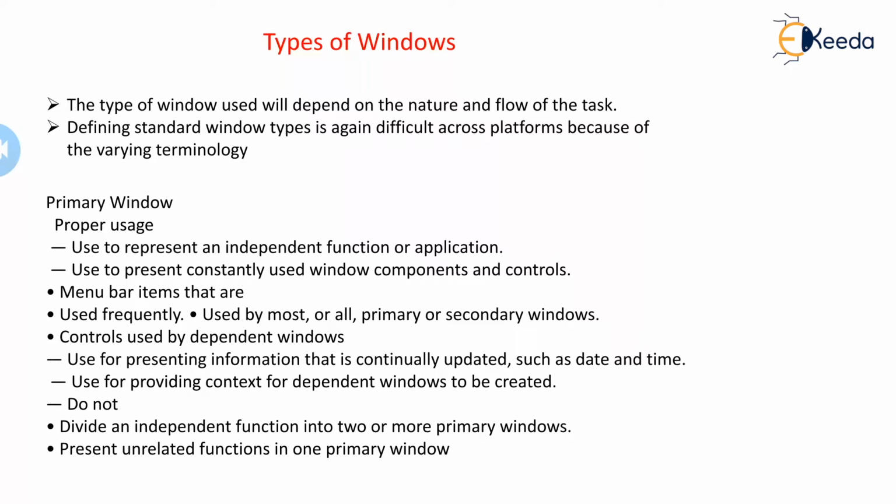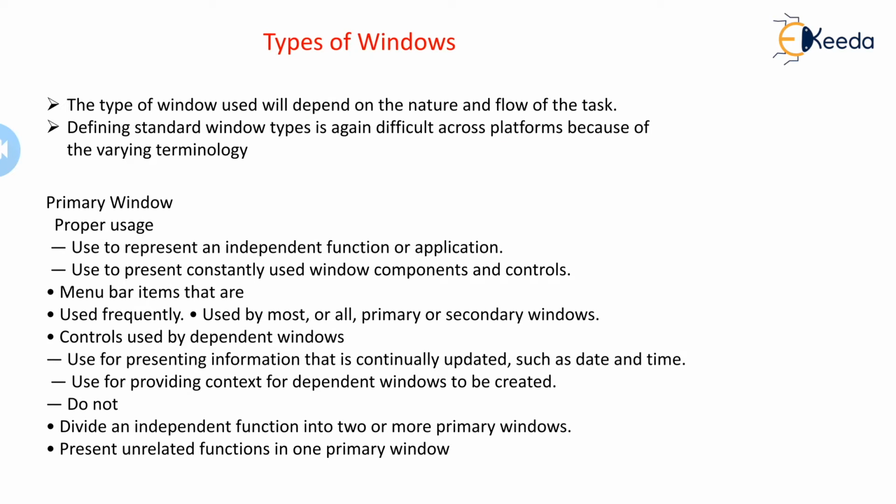So one is the primary window. Now, the primary window is the first one that appears on the screen when an activity or action is started. It is required for every function or application process. It consists of a menu bar and some basic action controls, as I have talked about in the components of a window.